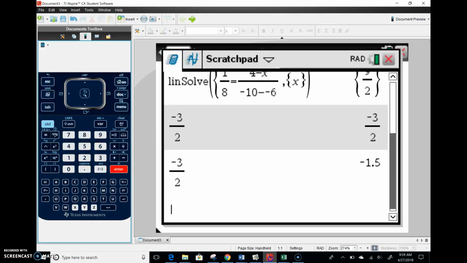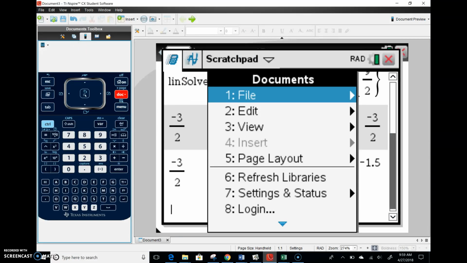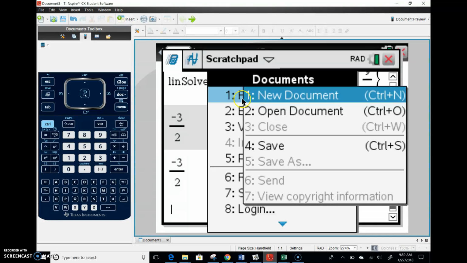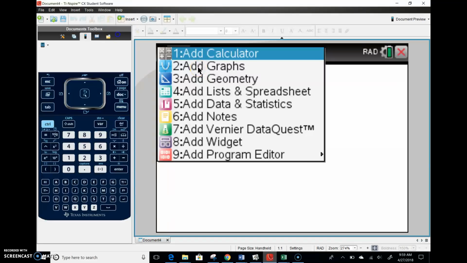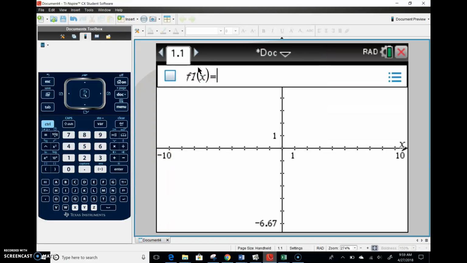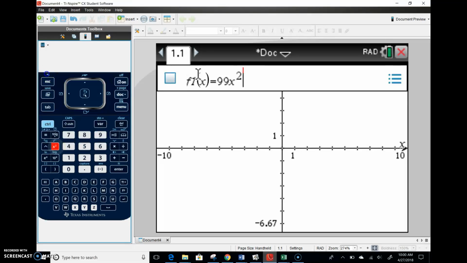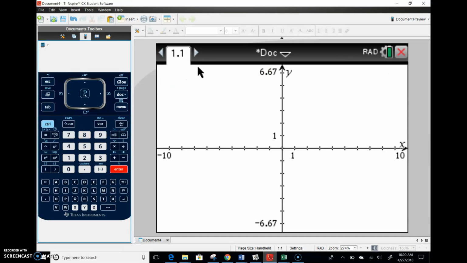Okay, for example, I'm going to create a new document. Don't want to save anything. Okay, what I'm going to do is type in my equation from the problem. 99x squared plus 858. Okay, you don't see anything?